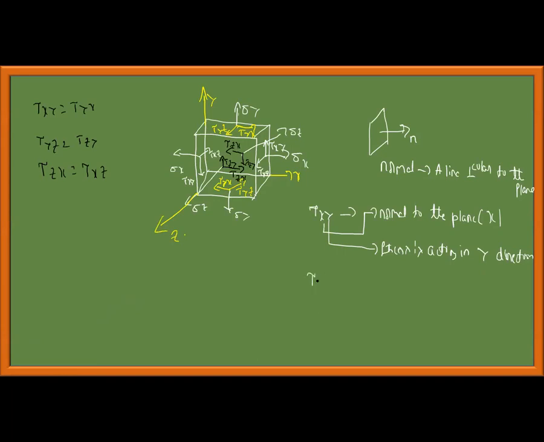For example, tau zx: the normal to the plane is z, and the stress is acting in x direction. You can see here tau zx. What is that? Tau zx here means the normal to the plane is z, and the stress is acting in x direction. Okay. Now coming to your fundamentals, that is over.